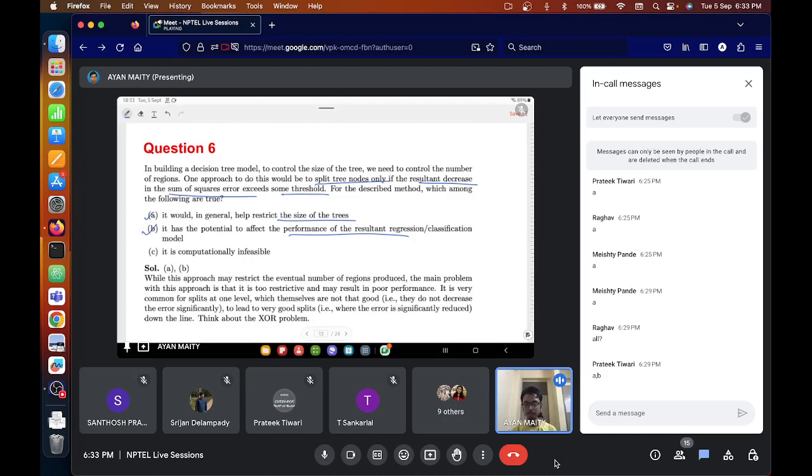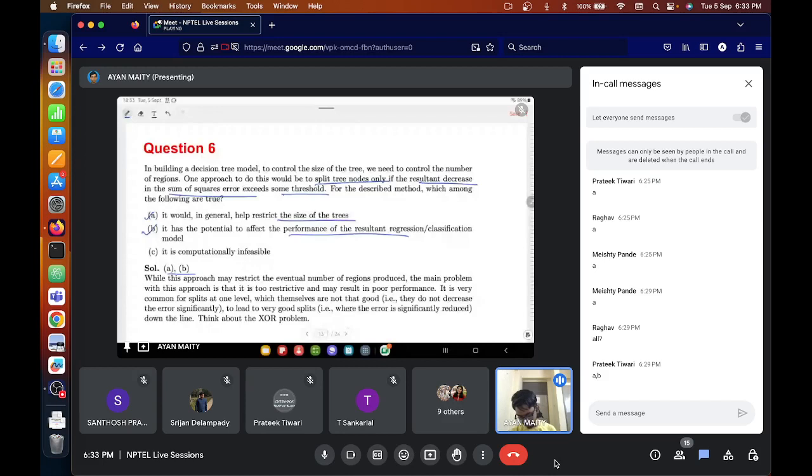It is computationally feasible. We just have to compute the decrease in the squared error at every node. Whenever we try to split, we will compute that, and if it exceeds the threshold, then we will split, otherwise we don't. So it is feasible. So options A and B are the two correct answers.